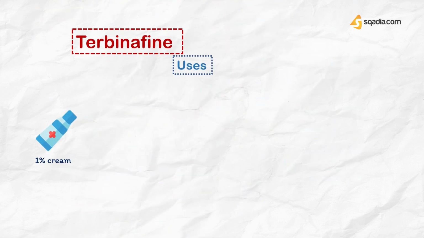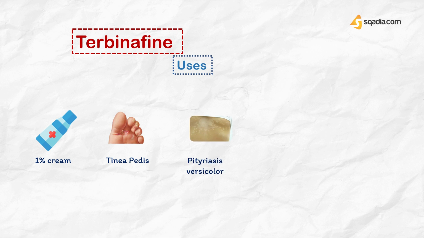Terbinafine applied topically as 1% cream twice daily is indicated in localized tinea pedis, cruris, corporis, and pityriasis versicolor. 2 to 4 weeks treatment is required according to the site, yielding high efficacy. Oral treatment with 250 mg OD is reserved for onychomycosis, tinea capitis, and widespread lesions.